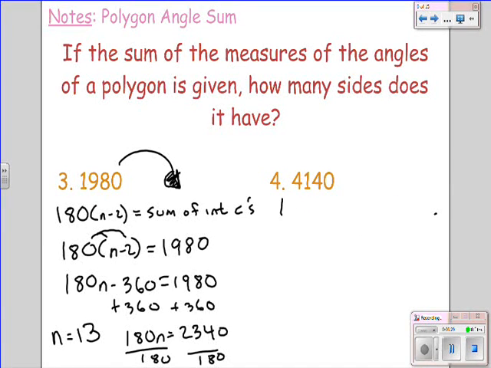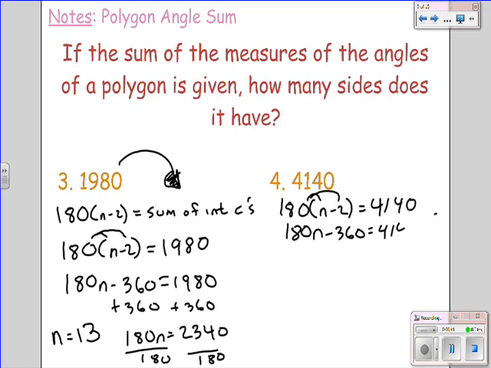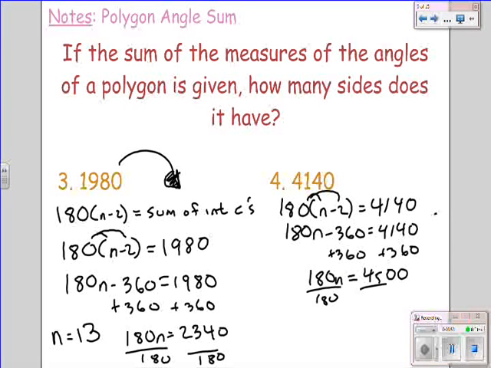All right, let's plug it in. 180 times n minus 2 equals 4140. Let's distribute the 180. So 180 times n is 180n. 180 times negative 2 is minus 360. Let's add 360 to both sides now. So 180n equals 4,500. And we're going to now divide by 180. So let's see, 180, 36, so it's going to be 25. So n equals 25. This is 25 sides.